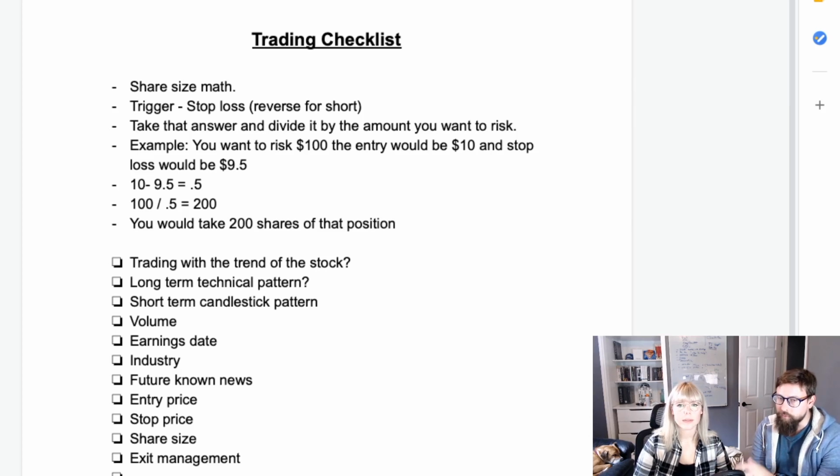So then your entry price: where do you want to get in? You just jot down that number. I want to get in at $10. And then what's your stop price going to be? Well, if my stop price is $9, then I know above how to do my share size math, right? So you'll plug in the share size that you want to take. And after that, it's just exit management. Exit management for you will be close on Friday right now. In the future, I'm going to trail a stop behind a moving average or something like that.